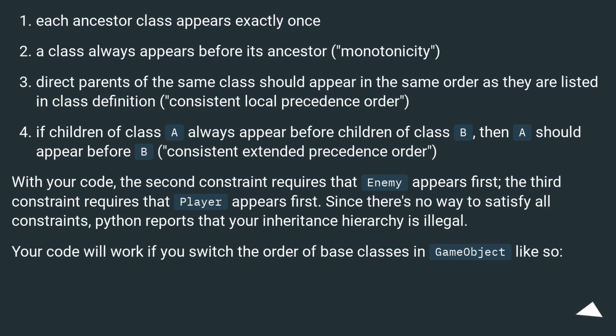With your code, the second constraint requires that enemy appears first, the third constraint requires that player appears first. Since there's no way to satisfy all constraints, Python reports that your inheritance hierarchy is illegal. Your code will work if you switch the order of base classes in GameObject like so.